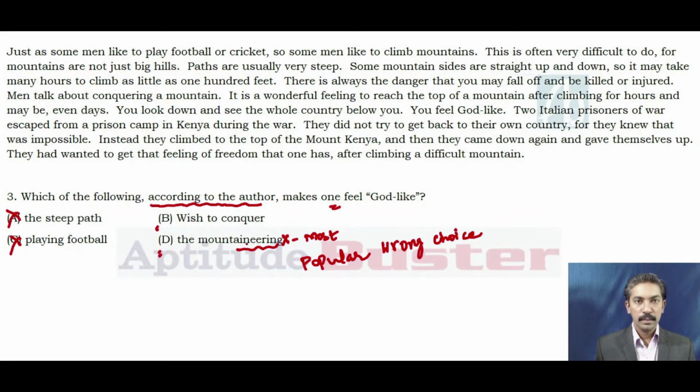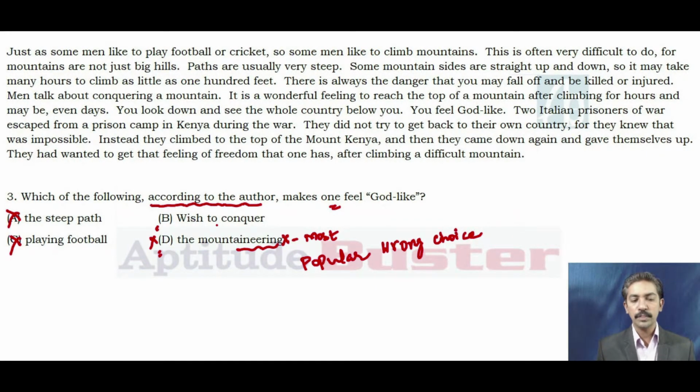If you choose option D, it would result in controversy, as it would mean playing or indulging in mountaineering makes one feel godlike, whereas that's not the case with other sports. In fact, you have option C that says playing football, which we know is not indulgence in sport. It's not participating in a sport. It's beyond that. That is one logic to eliminate option D.